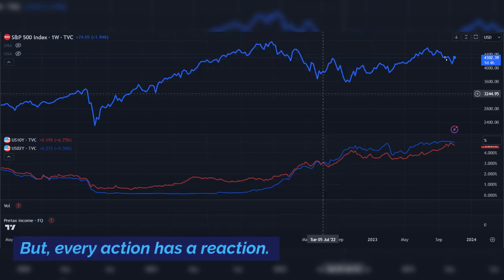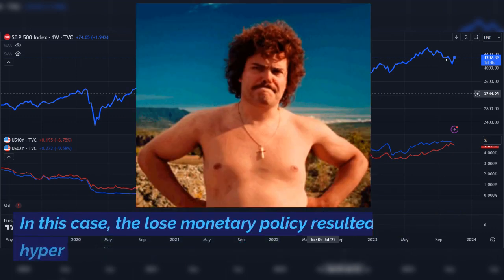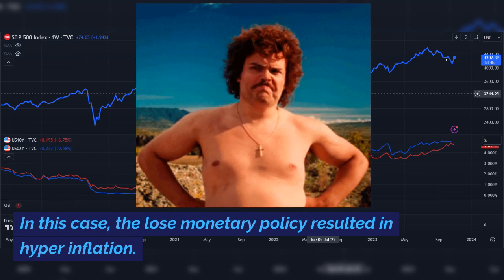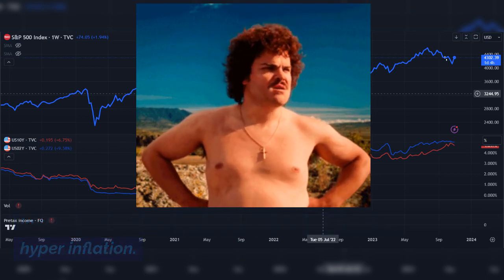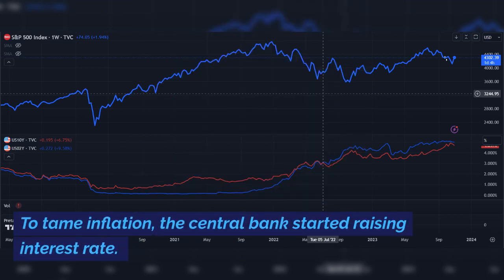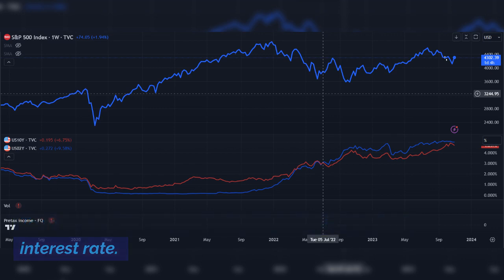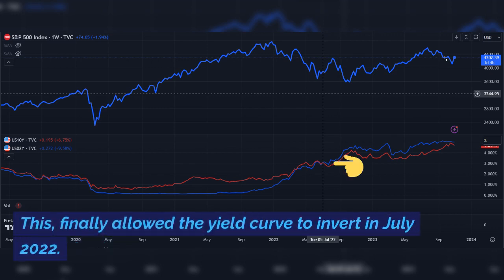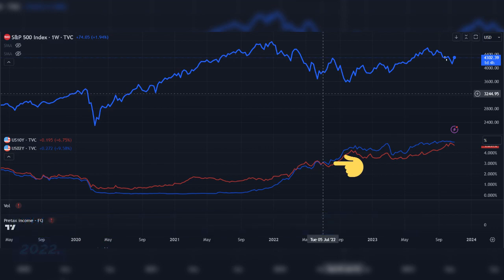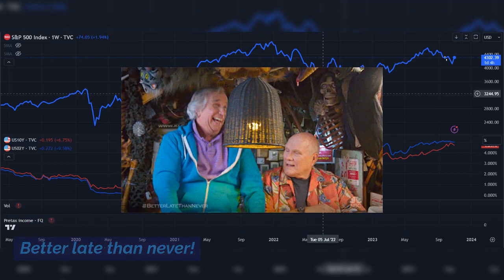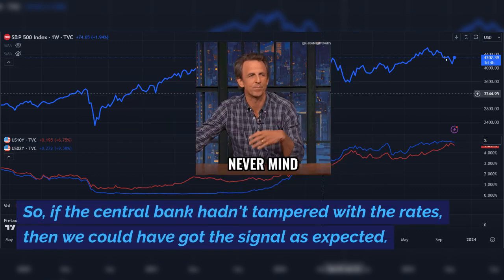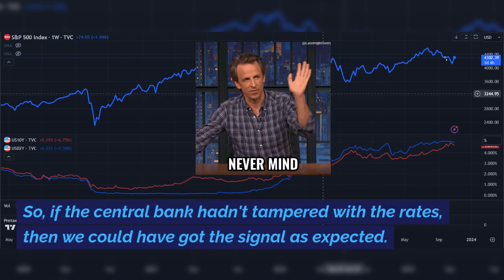But, every action has a reaction. In this case, the loose monetary policy resulted in hyperinflation. To tame inflation, the central bank started raising interest rate. This finally allowed the yield curve to invert in July 2022. Better late than never. So, if the central bank hadn't tampered with the rates, then we could have got the signal as expected.